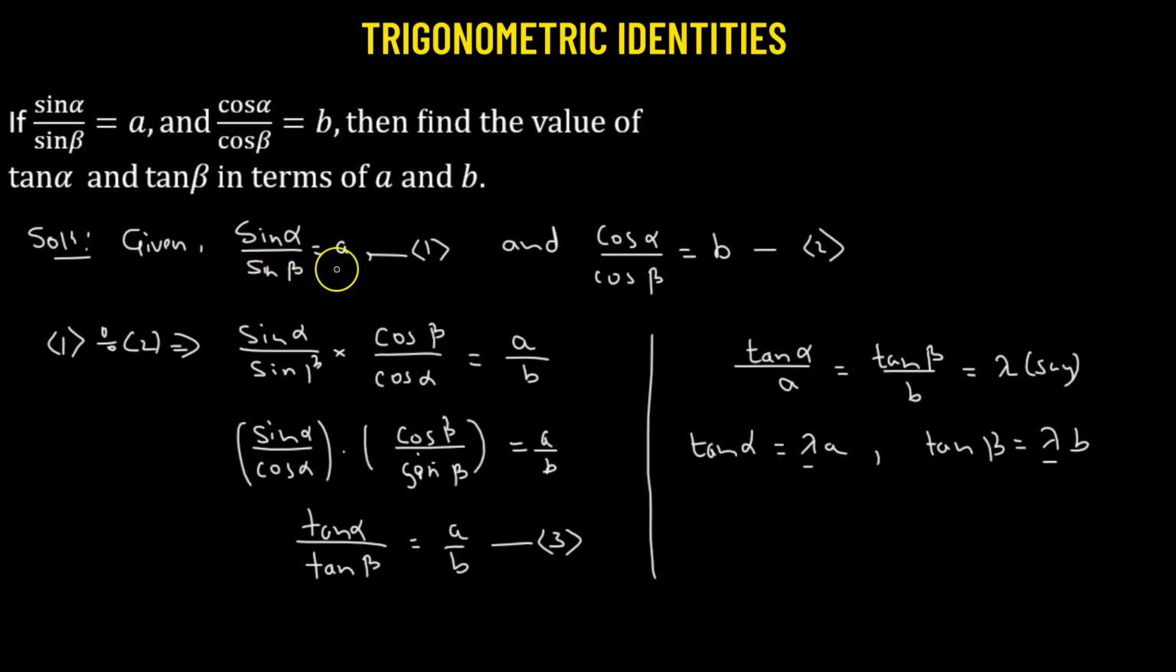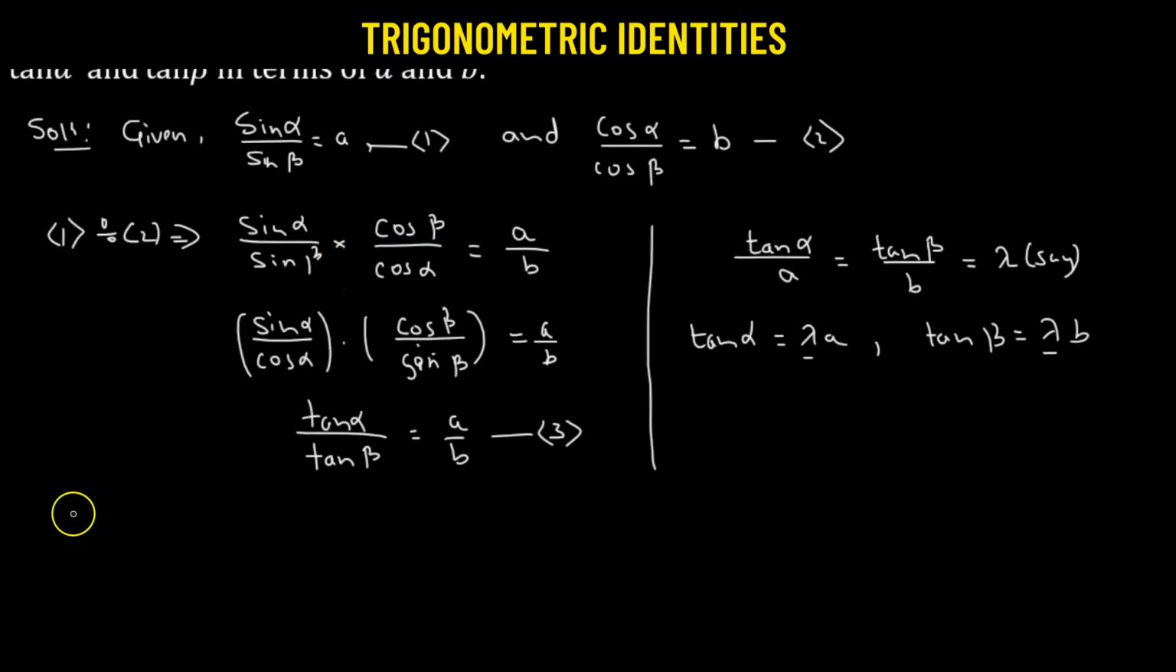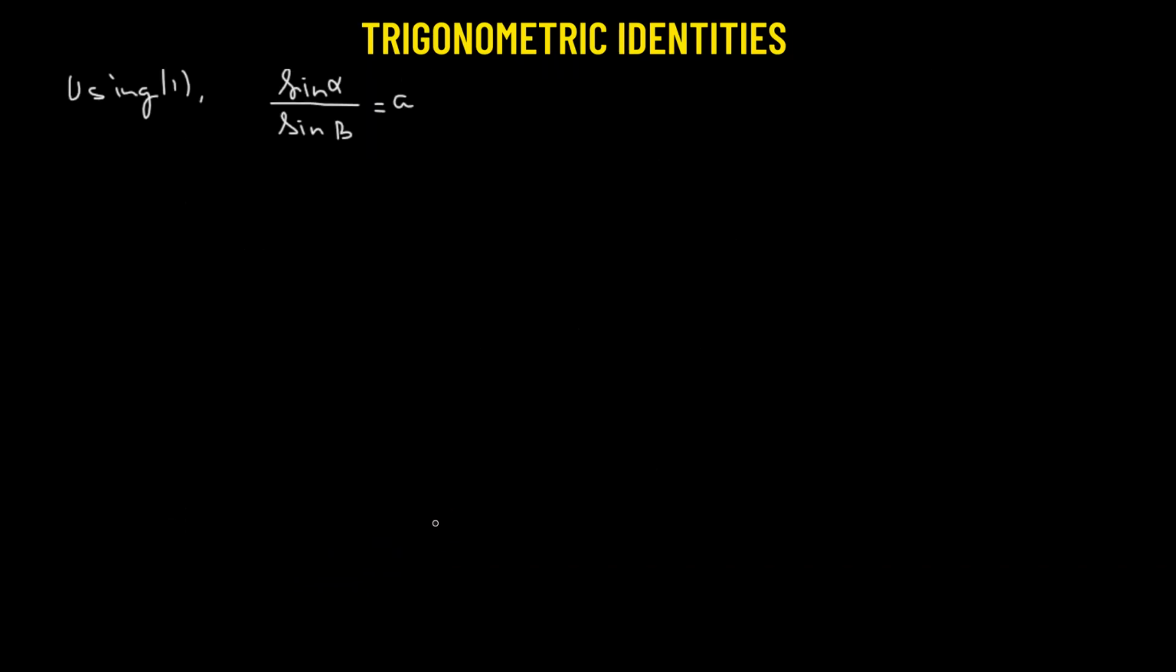For this, we are going to start with equation number 1. So using 1, we have sine alpha divided by sine beta equal to A. Let's manipulate this ratio. Sine alpha over sine beta equals A can also be expressed as sine alpha equals A times sine beta. Now we'll try to convert the sine to the tangent function.